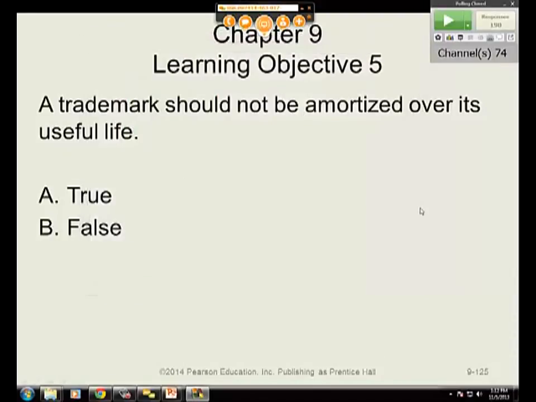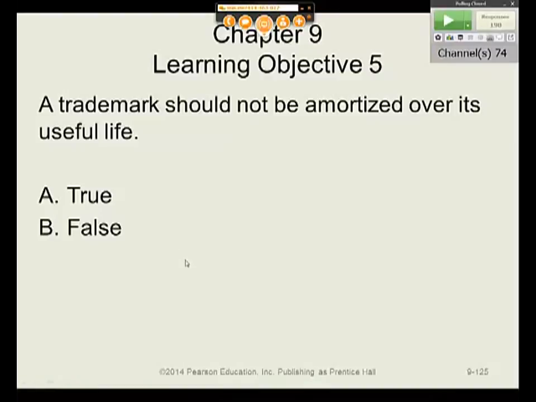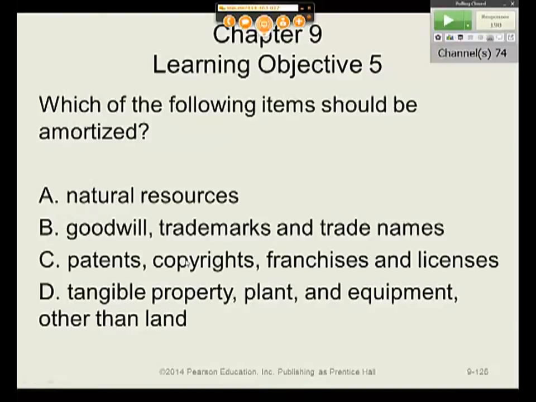I'm doing this as a review for the last topic that's on the final. Just want to make sure that we're comfortable with the material. Okay. All right. Now, I'm not going to ask you this one because I just gave you the answer. All right, so which of the following should be amortized? Well, the answer is C, because these are definite or finite life intangibles.